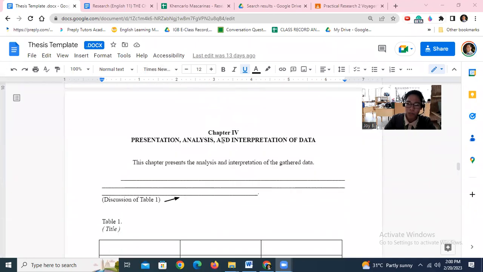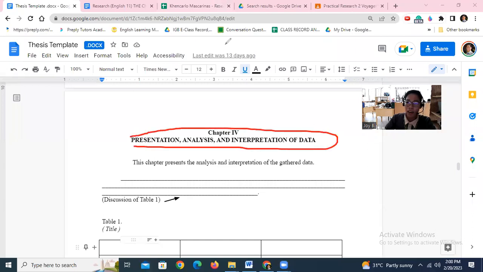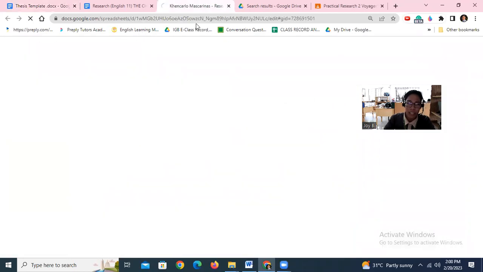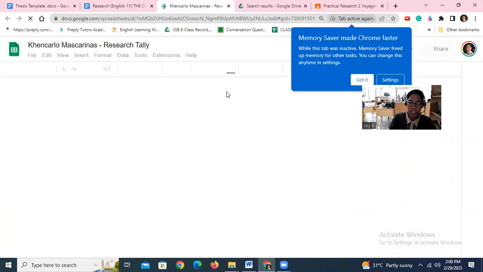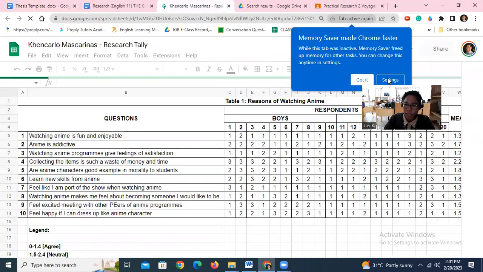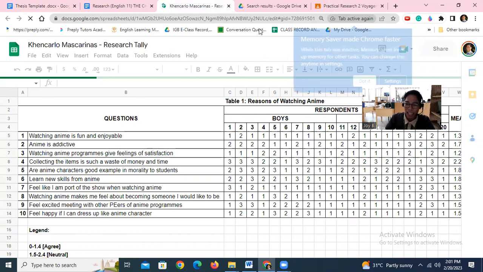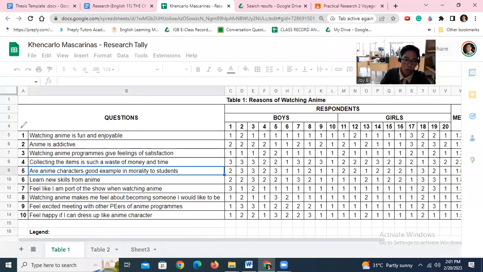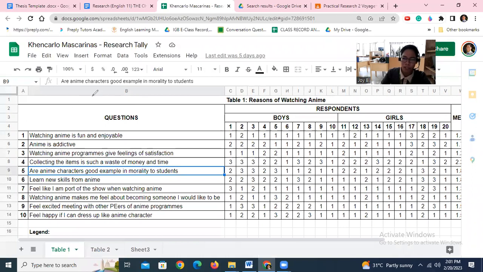Then dadako naman tayo sa chapter 4. Sa chapter 4, nandito ang presentation, analysis, and interpretation of data. Now today, I'll be teaching you how to tabulate or compute the data you gathered. Okay? Now, here, dako tayo kay Ken Carlo Mascareñas. So his research was the topic that we try to answer or model in your case. Remember, he has different questions from question 1 to 10, but meron siyang topic. Ang topic ni Ken is, if I'm mistaken, about addiction of watching anime.